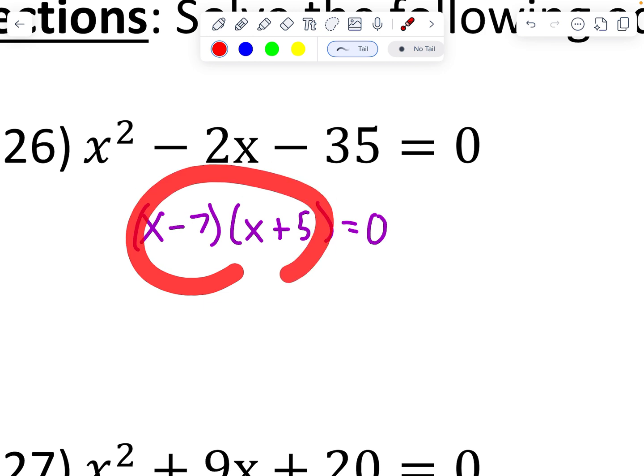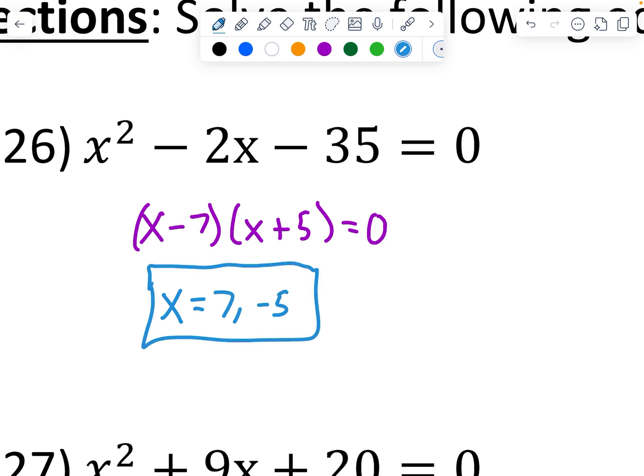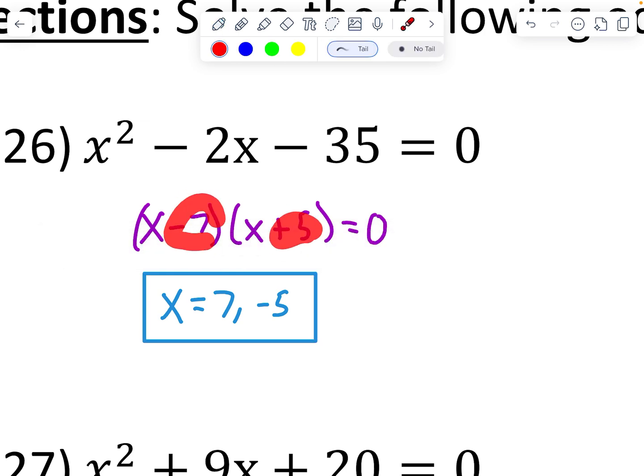And you set each of these equal to 0 separately. And you can show that if you want. I'm not going to. I'm just going to say x equals 7 and x equals negative 5 from your two bubbles. Remember, it's the x value that makes each bubble equal 0. And again, negative 7 and 5, because negative 7 times 5 is negative 35, and negative 7 plus 5 is negative 2.